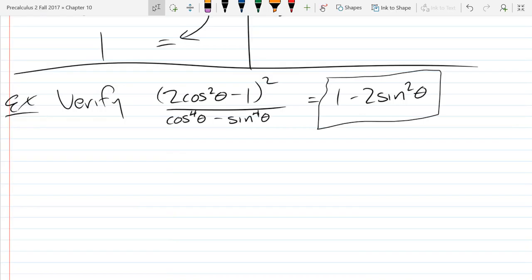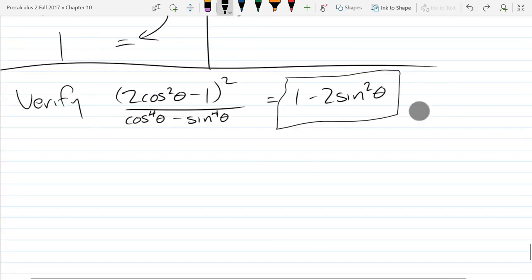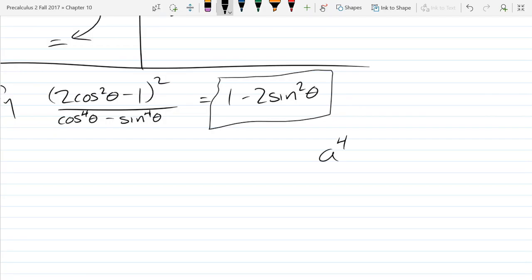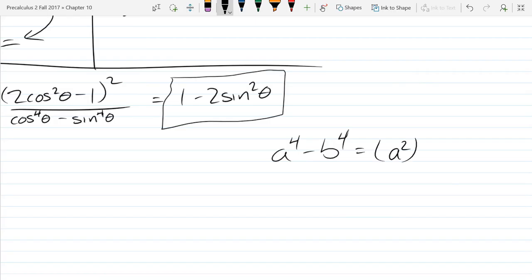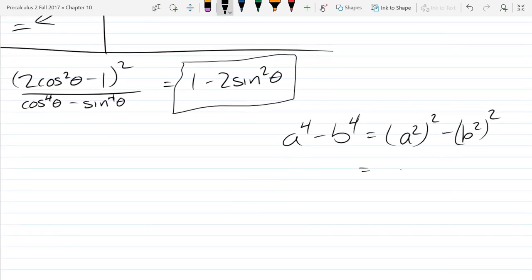And what to do first? Well, first thing I see is some fourth powers, so that looks a little bit scary. So let's just look at some algebra for a minute. A to the fourth minus b to the fourth, we could write as a squared squared minus b squared squared. So this is powers of powers are products. So the squared squared means to the fourth power. And we can factor difference of squares now. This is a squared minus b squared times a squared plus b squared. So this is difference of fourth powers.